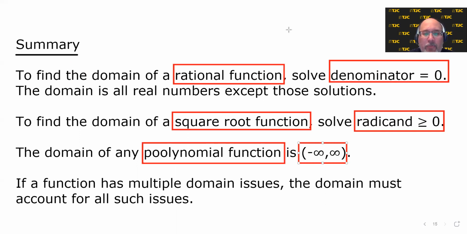And if you have multiple domain issues, that domain must account for all such issues. My recommendation is to account for the square root first if there is one, and then use any denominators to remove values from the domain. All right, so that was a lot to do, but I needed to get the domain discussion out of the way before we started talking about combining functions.